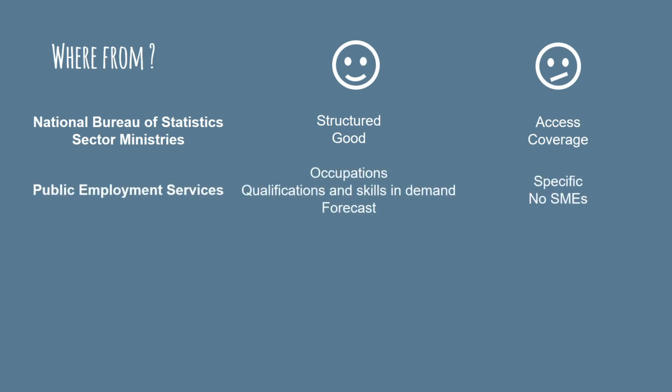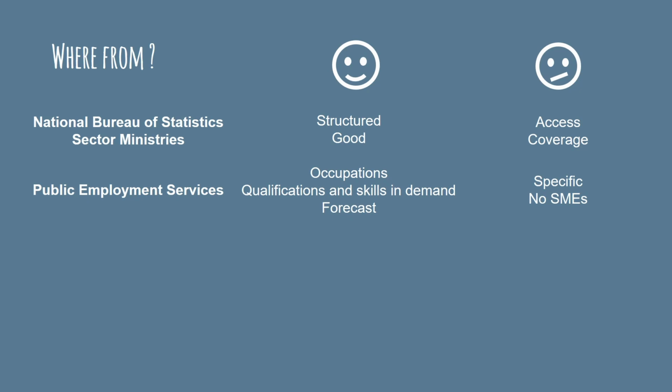Public employment services usually have information on occupations, qualifications, and skills in demand. Sometimes they conduct forecasts, for example, by company surveys to anticipate the demand. Very often, however, they do not cover small and medium enterprises, which are a strong part of the labor demand, as we learned in the nugget on the labor demand. In addition, they often cover selected sectors only, those where the demand is relatively high, and you have to get additional information from other sources.